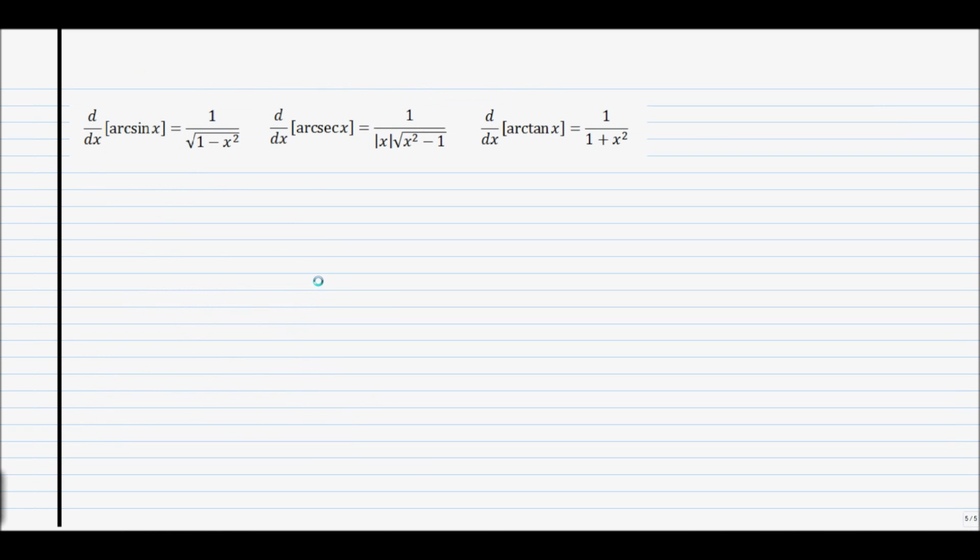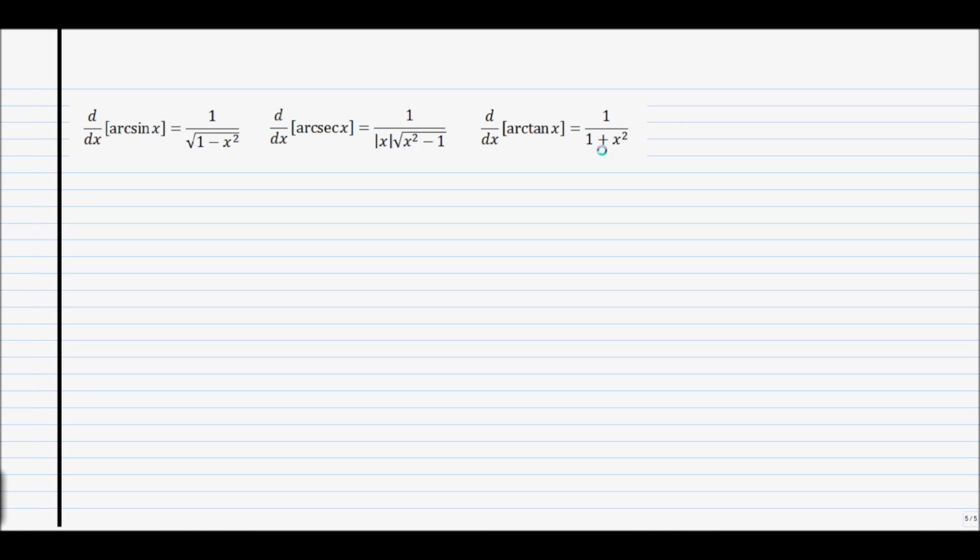Okay, so at this point, if I inventoried things just a little bit, this is what we know right now. We know that the derivative of inverse sine is 1 over the square root of 1 minus x squared. We know the derivative of arc secant, or inverse secant, is 1 over the absolute value of x times the square root of x squared minus 1, and the derivative of arctangent is 1 over 1 plus x squared.